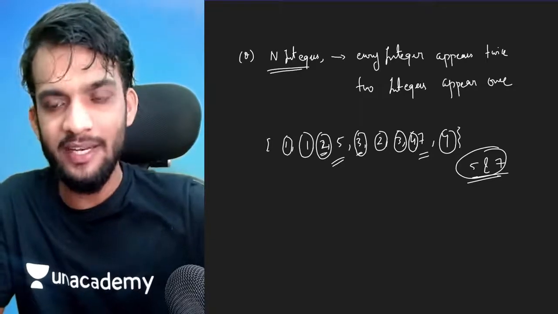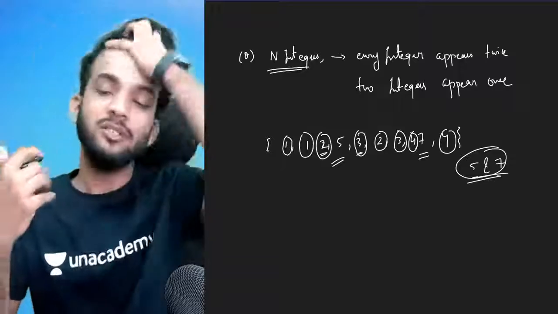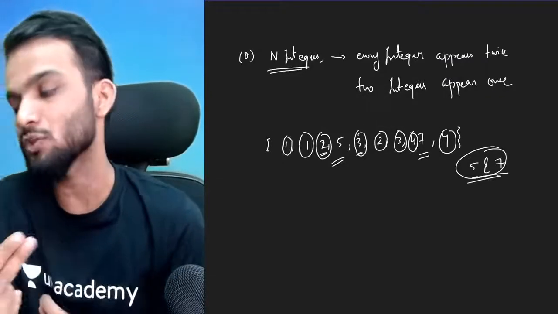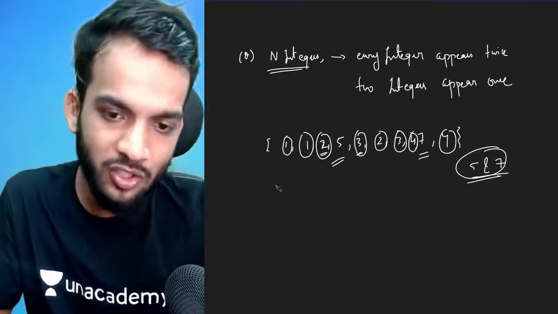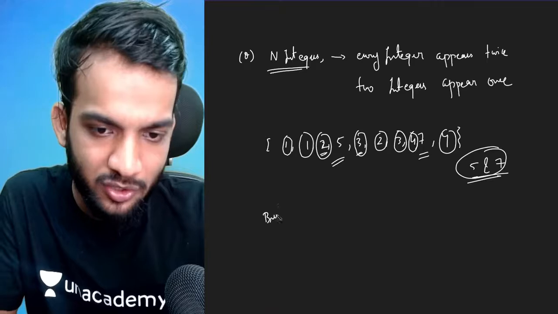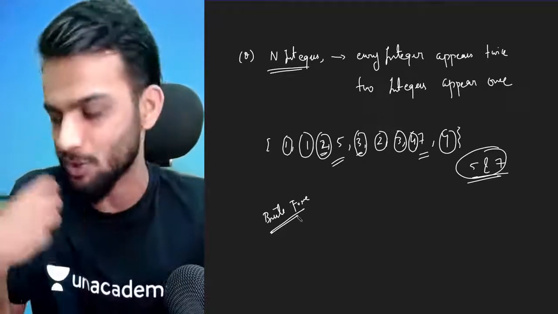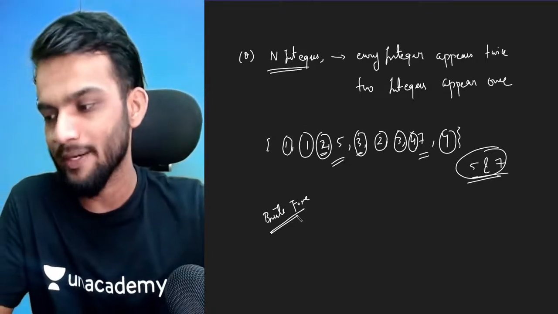How will you solve this? Any idea? Question clear? सब बता दो. Can everyone tell me if the question is clear? Every integer appears twice. Two integers appear once. If the question is clear, can you tell me what is the brute force method of doing this? What is the first method that comes to your mind?